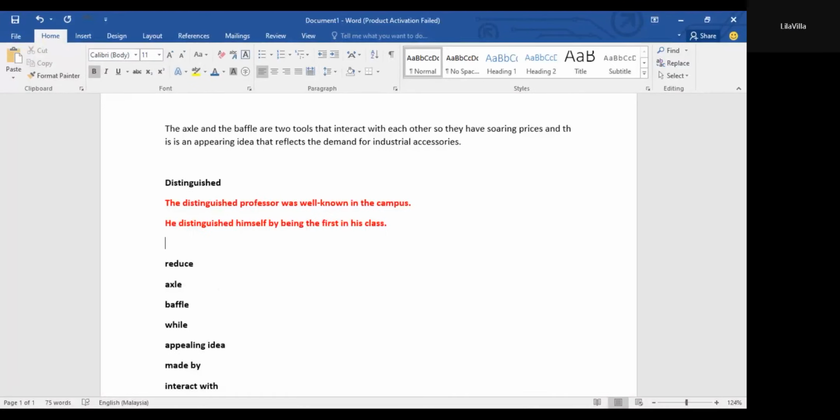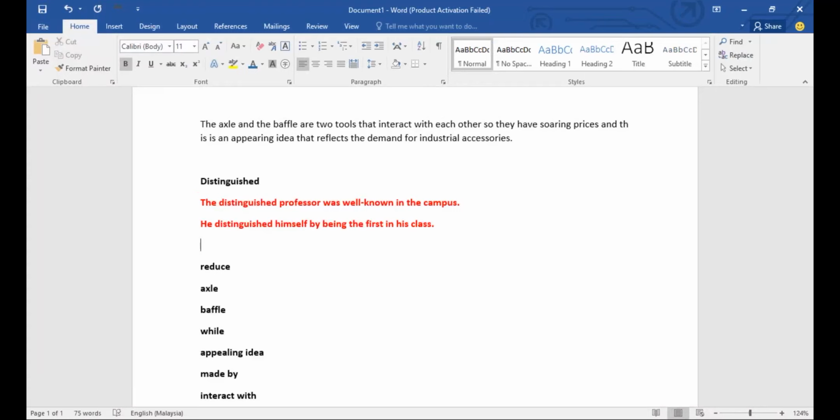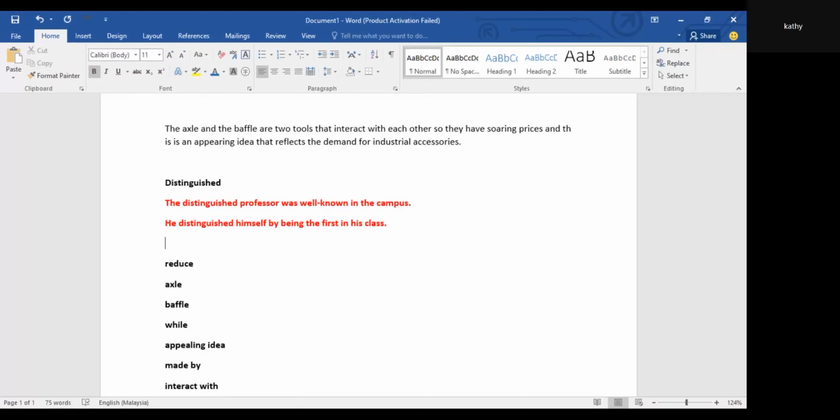Is it hard? Okay. I can distinguish the buildings in the distance. Okay, good. It means you can see them, right? You can recognize them.